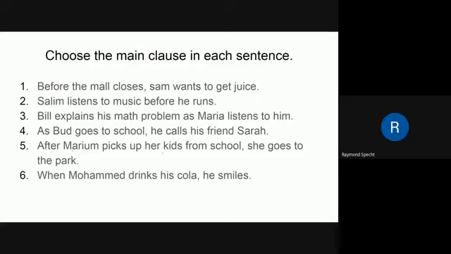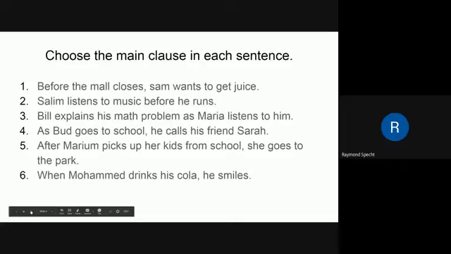Number 5. After Miriam picks up her kids from school, she goes to the park. She goes to the park is our independent main clause. After, this becomes our dependent clause. After Miriam picks up her kids from school. Number 6. When Muhammad drinks his cola, he smiles. He smiles is our independent or main clause. And when Muhammad drinks his cola is our dependent clause.